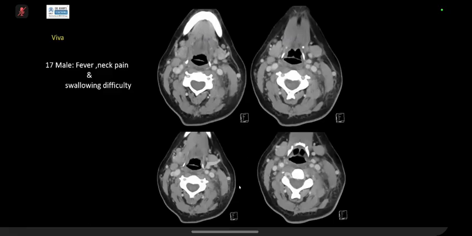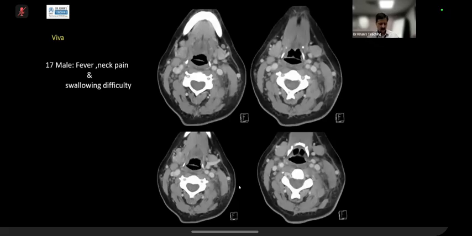There is an area of hypodensity seen in the retropharyngeal space. Would represent a phlegmon or a fluid collection. Okay, so if you see here, there is a hypodensity here. This is the longus colli muscle, hypodensity. So there is a bit of fluid there.